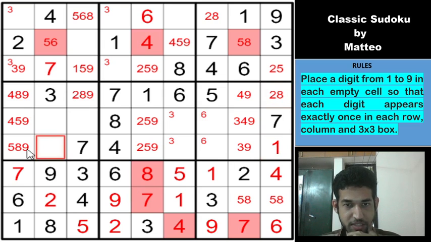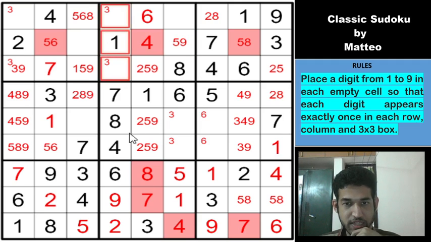So 1 is here, which means 1 can't go here. So 1 has only one cell in column 2. This cell has to be 5 or 6. So 4 eliminates the 4 from here. This is 5, 9. So these two cells must be 3 and 5, 3, 5 for column 4. So let me remove the corner pencil marks. So these two cells must be 3, 5.